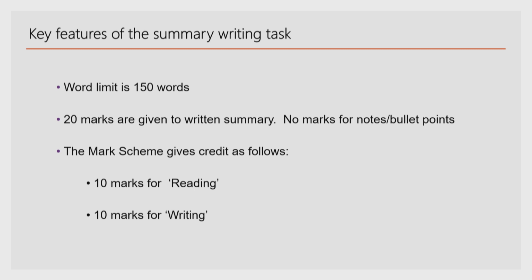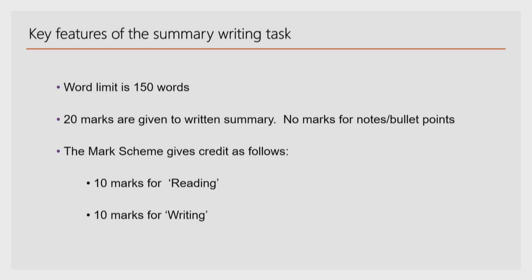Here are a few points you should remember for the summary writing task. The word limit is 150 words. Anything beyond this word limit will not be read nor marked. The 20 marks are given for the written summary. No marks are given for notes taken or content given in bullet points.